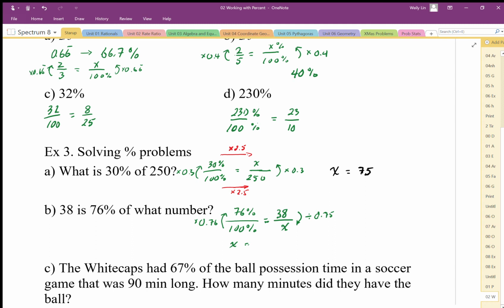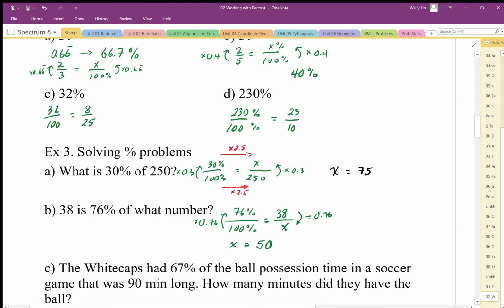That gives us 50.66. Oh, sorry, that's going to be 0.76, isn't it? So 0.76, that divides nice and evenly. x is equal to 50 exactly.